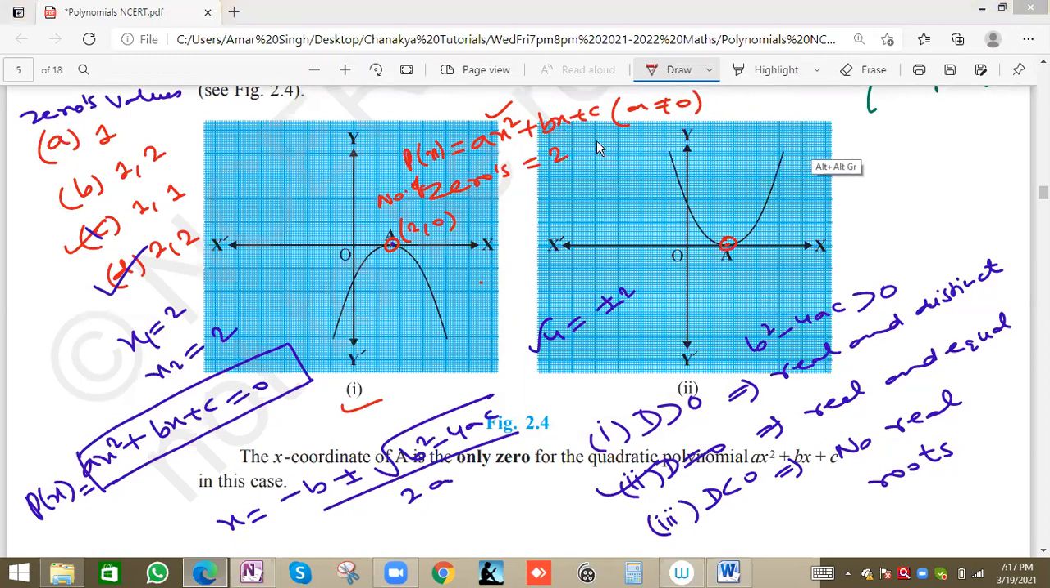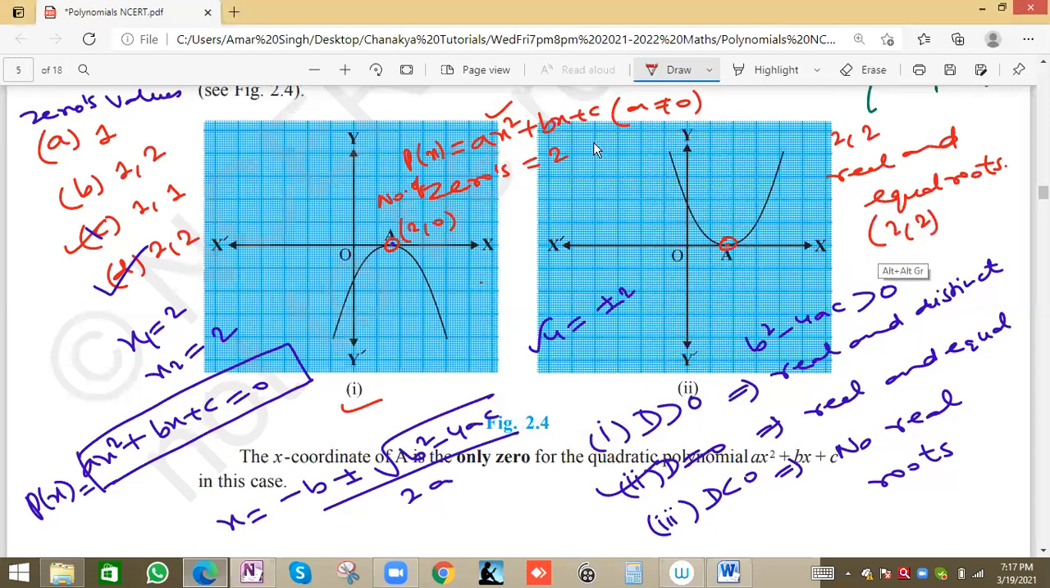Okay. So basically, the zero value will be 2 comma 2. Real and equal. Both are equal. Basically the roots will be real and equal, and we can say zeros will be equal, because this is a quadratic polynomial and the graph is a parabola. 2 comma 2, correct. So what is the basic difference between these two graphs? One is opening in the downward direction, and the other one is opening in the upward direction.